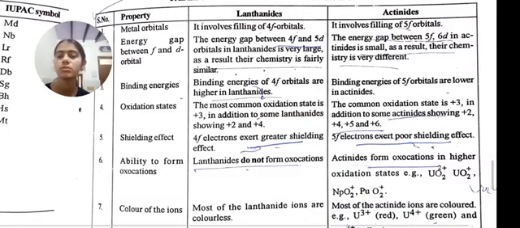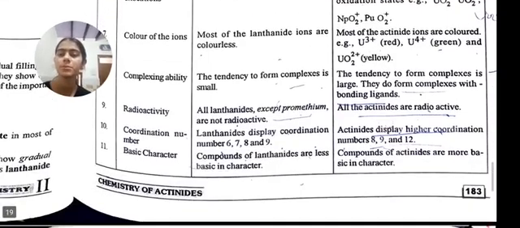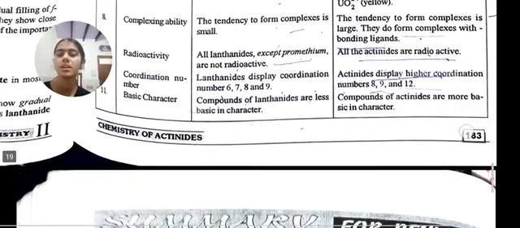Lanthanides do not form oxocations, whereas actinides form oxocations in higher oxidation states. Most of the lanthanide ions are colorless, whereas most of the actinide ions are colored. The tendency to form complexes is small in case of lanthanides, whereas in case of actinides it is very large. All lanthanides except promethium are not radioactive, whereas all the actinides are radioactive. Lanthanides display coordination numbers 6, 7, 8 and 9. Actinides display higher coordination numbers, that is 8, 9 and 12. Compounds of lanthanides are basic in character. Compounds of actinides are more basic in character.